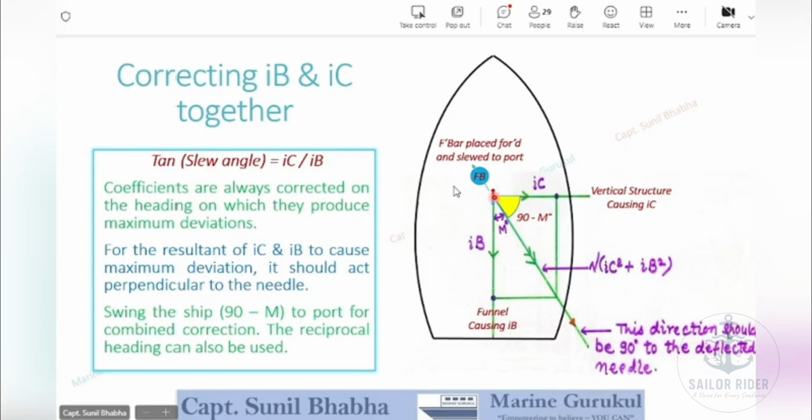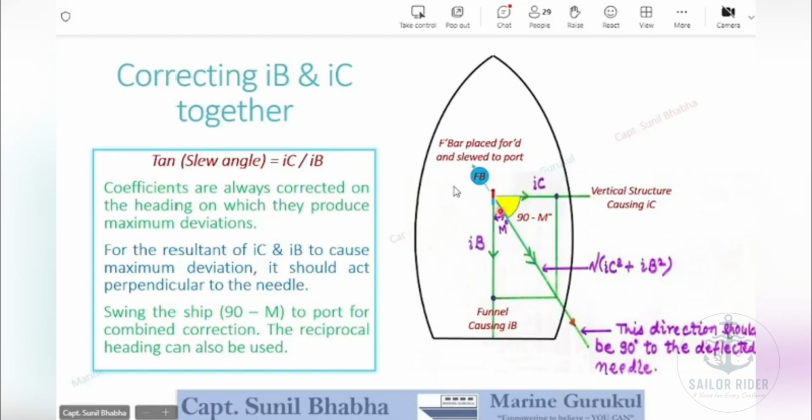So for the force to act perpendicular to this direction, this resultant vector should be acting in the easterly direction. If this resultant vector is in the easterly direction, it will be acting at right angles to the compass needle, generating maximum deviation. Now for this resultant to lie in the easterly direction, the vessel has to swing by an angle equal to 90 minus M.